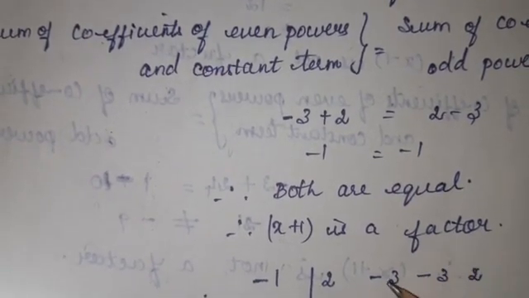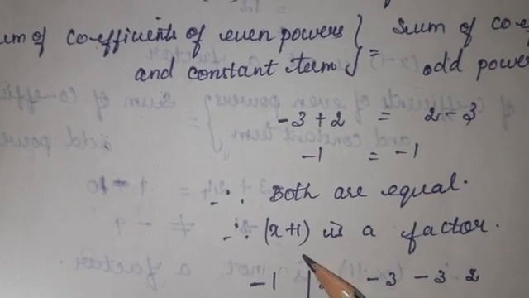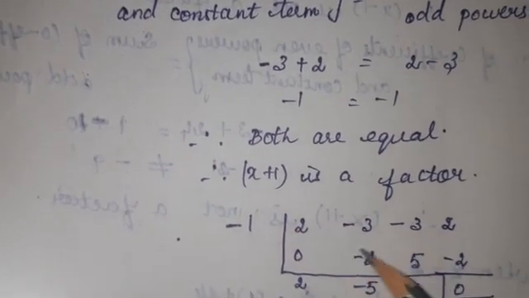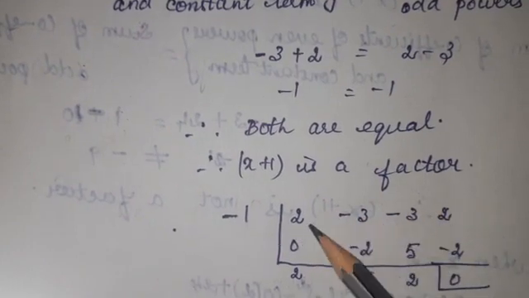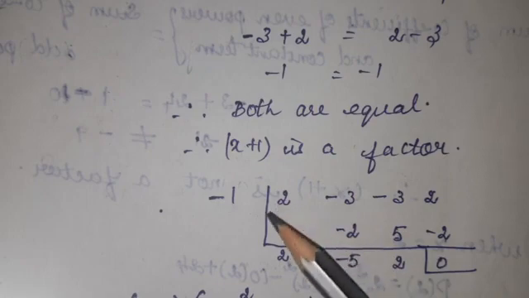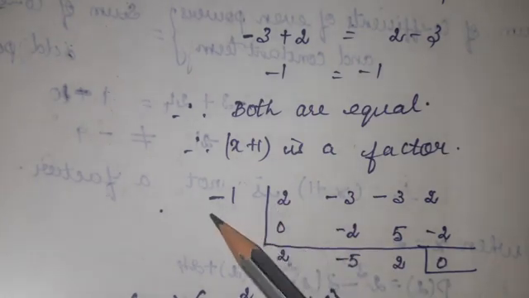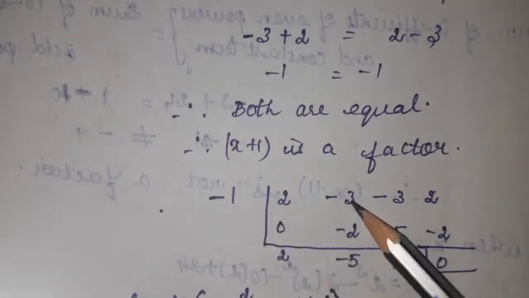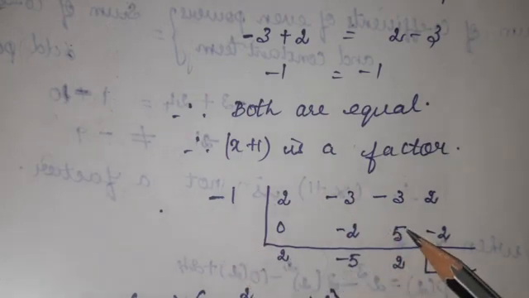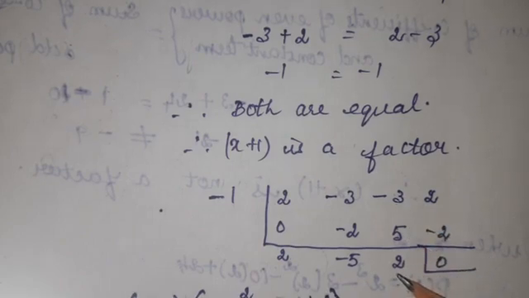If it is equal, it means x plus 1 is a factor. Then what should you write? It means the x value is minus 1. Here in this synthetic division you write all the coefficients given in the question. Here I have written 0, 2 plus 0 is 2. Minus 1 into 2 is minus 2, minus 3 minus 2 is minus 5, minus 1 into minus 5 is plus 5, minus 3 plus 5 is 2, then minus 1 into 2 is minus 2. When you add this, you are getting 0.